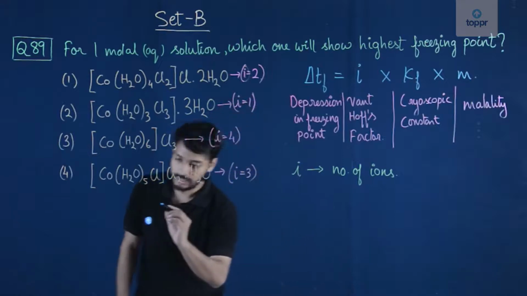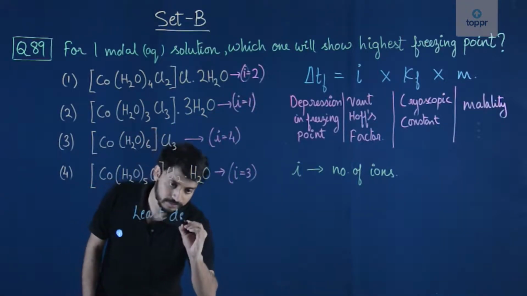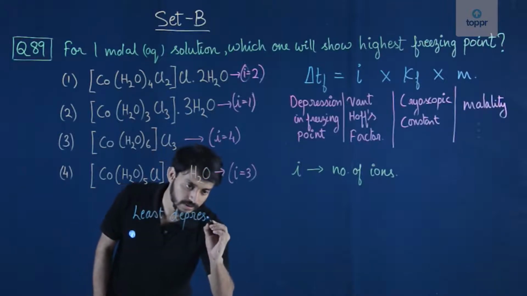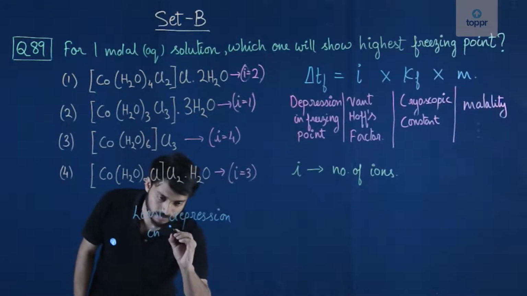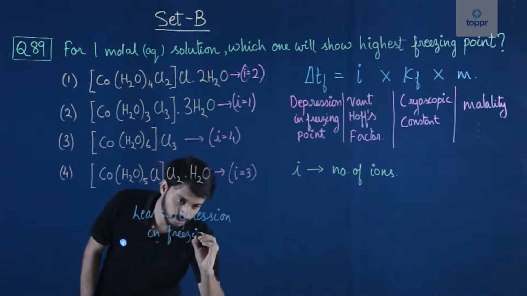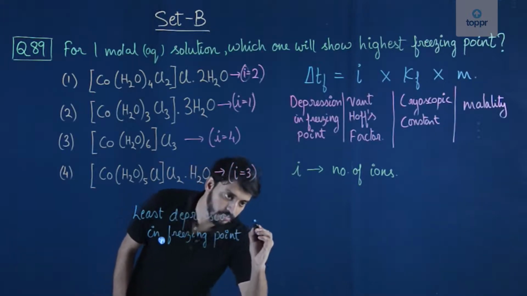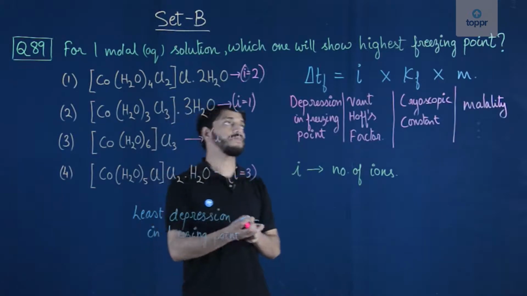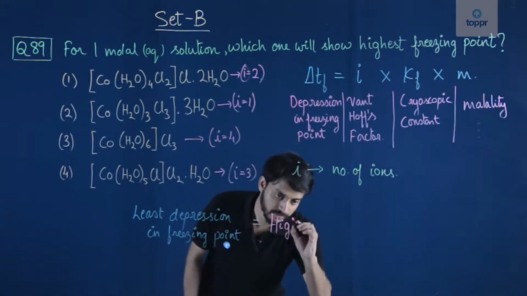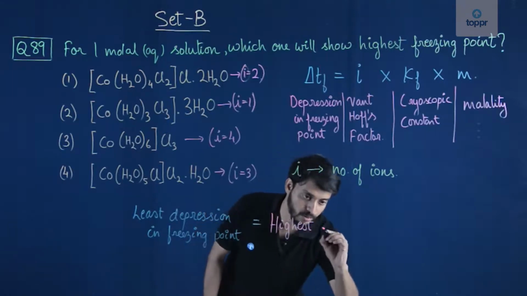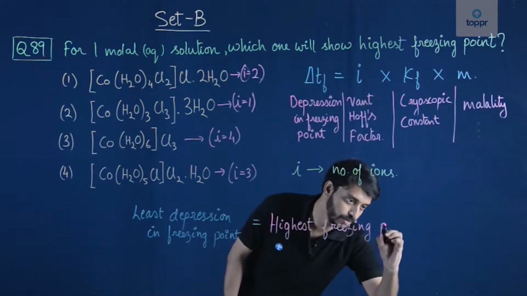So you can write it as least depression in freezing point means it will have the highest freezing point. Okay, so this will have the highest freezing point.